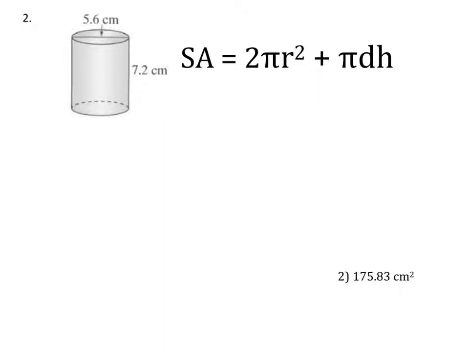Now again, hopefully you've done the vocab. If you did the vocab already, you've seen some of these, so this should not be new information to you. So let's take a quick look at that. We're going to find the surface area of this cylinder.